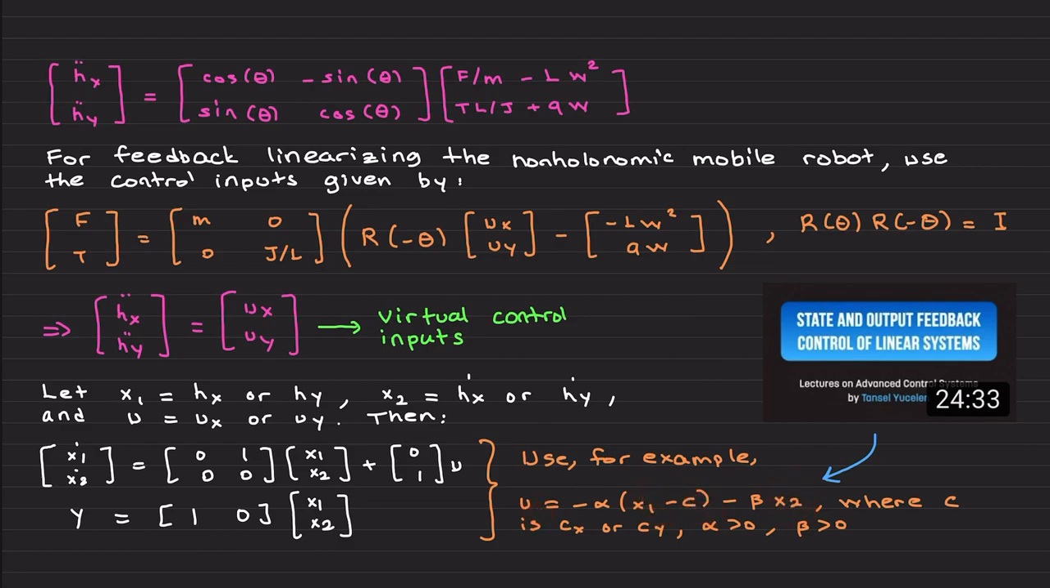And remember, cx and cy are coming from the analytical solution of the least squares problem from the previous video. Now I would say for any positive alpha and beta, you can do command following, and your closed loop system will be stable.